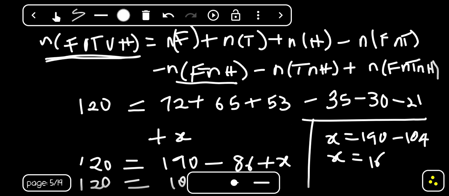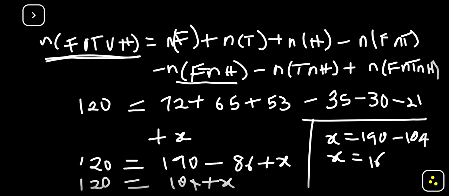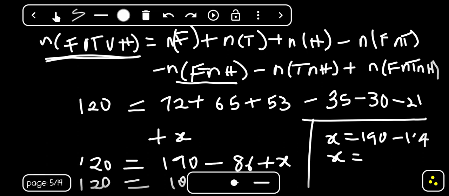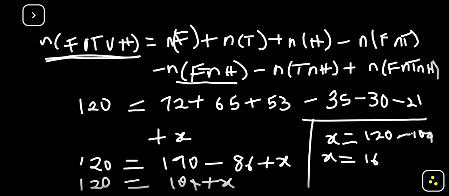I wrote 190 minus 104 instead of 120 minus 104, so I think that's why I said 86. So let me correct that now. Okay, so 120 minus 104 is equal to 16. So the number of customers that banked in all three is 16.